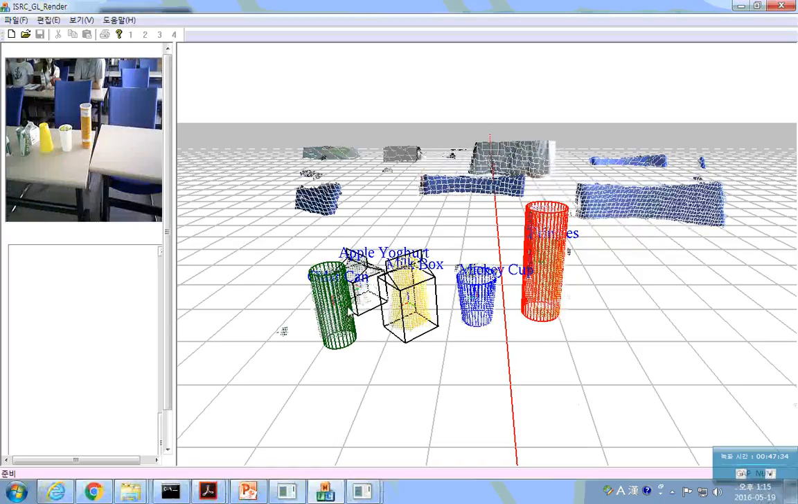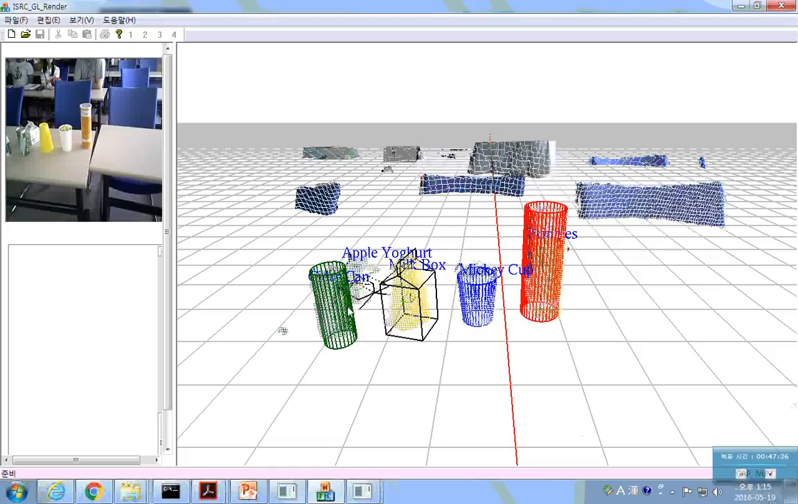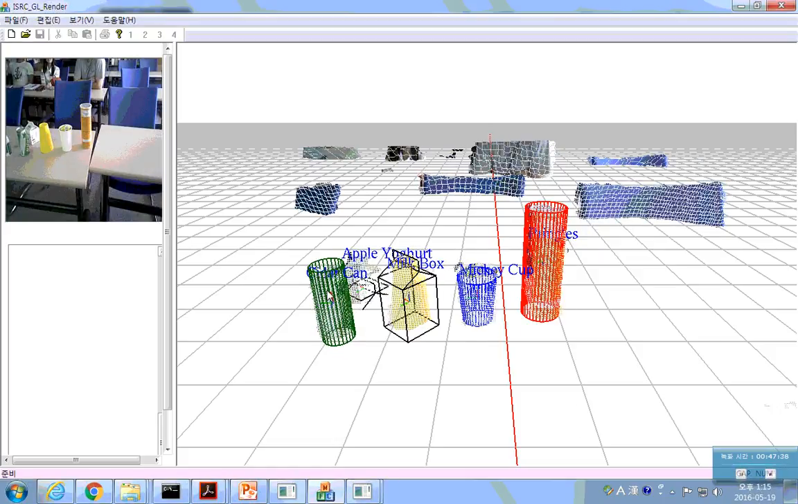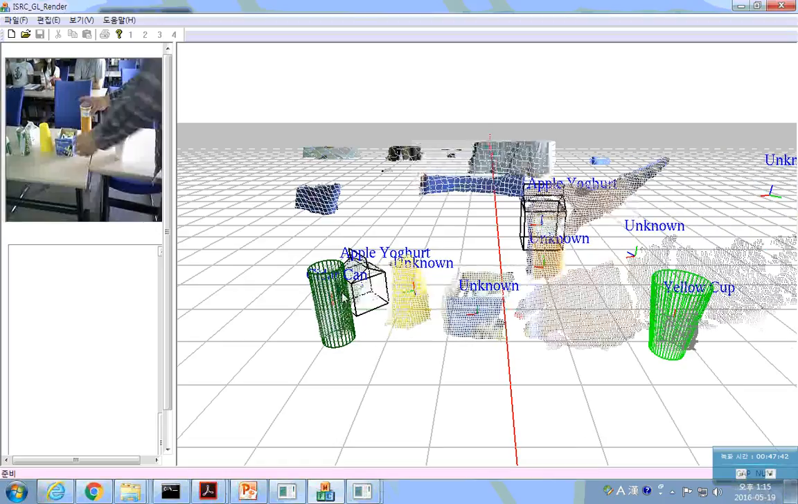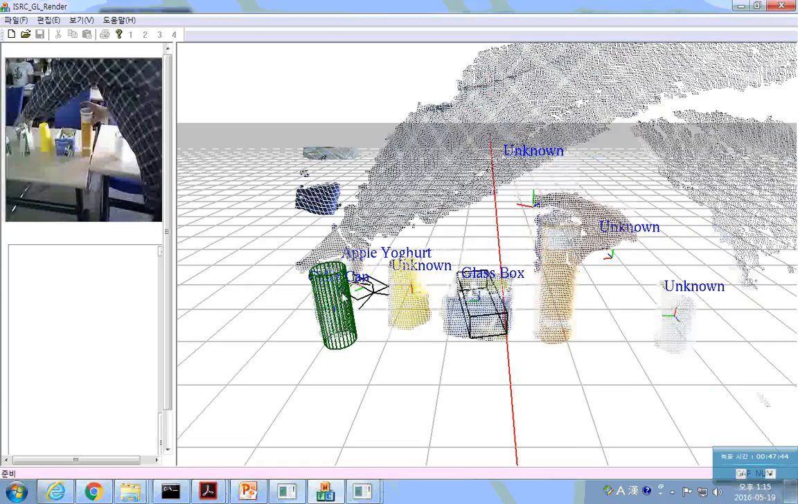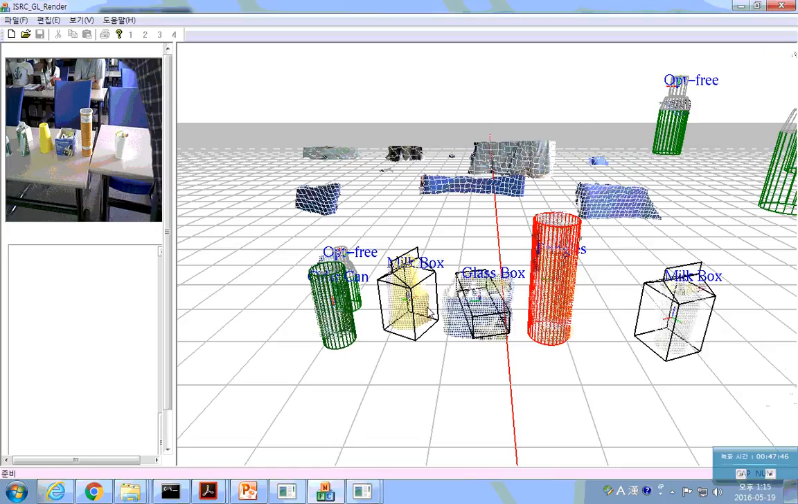Similarly, if I put something random in the scene, can you make them far from each other? Because I need to classify them. Yellow cup. Okay. So this is glassbox.